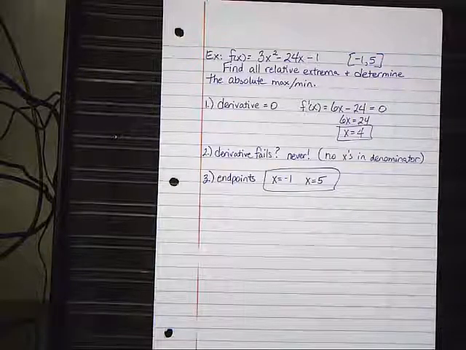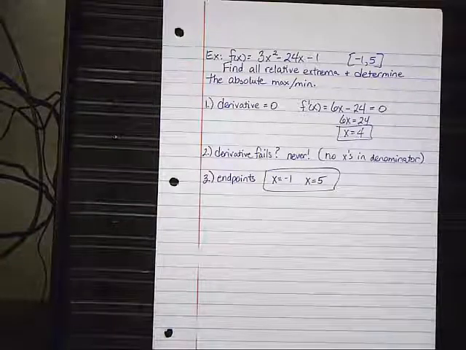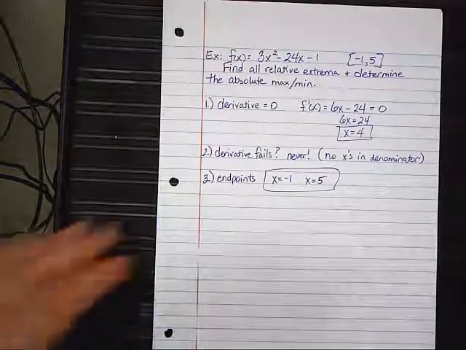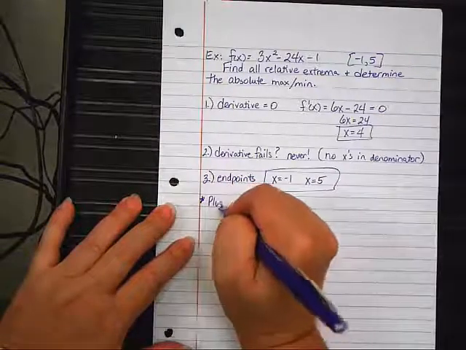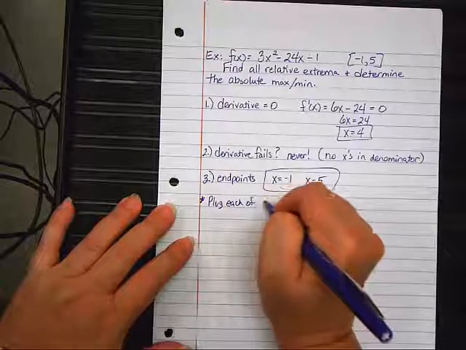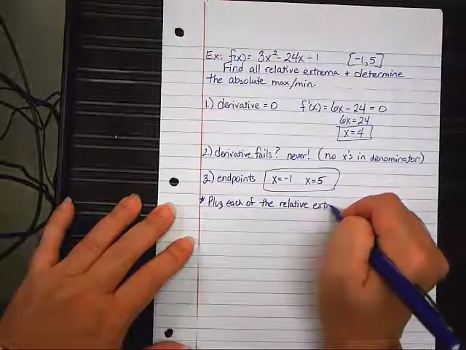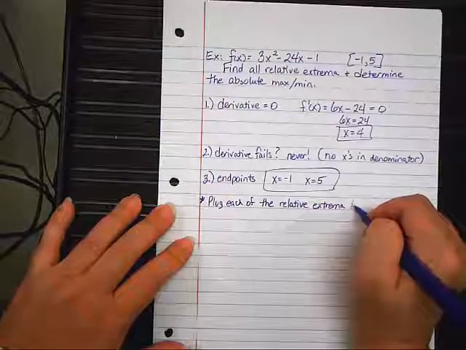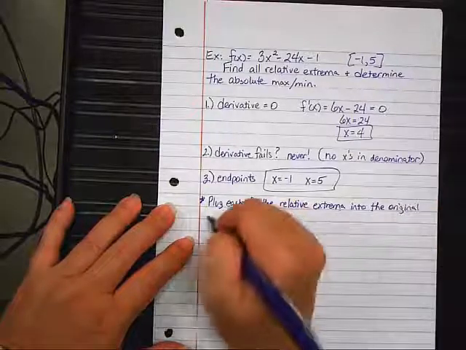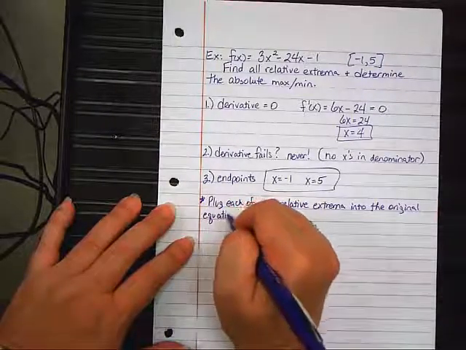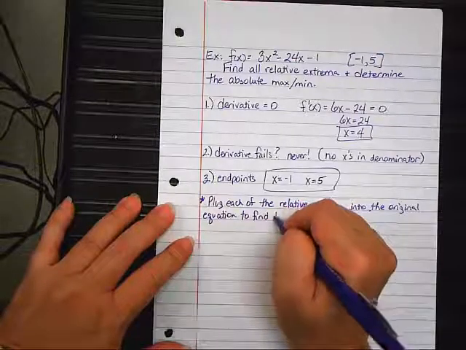Absolute max and min. How are we going to find out which one is? Plug it in. Plug it into the original, see which one has the biggest y value and which one has the smallest y value. So, let me write that down. Plug each of the relative extrema, which is what we just found, into the original equation. Now remember, it's got to be the original. That's the problem. Don't plug it in the derivative. To find the absolute max and min.